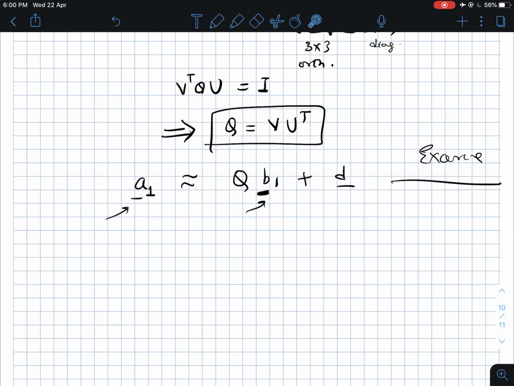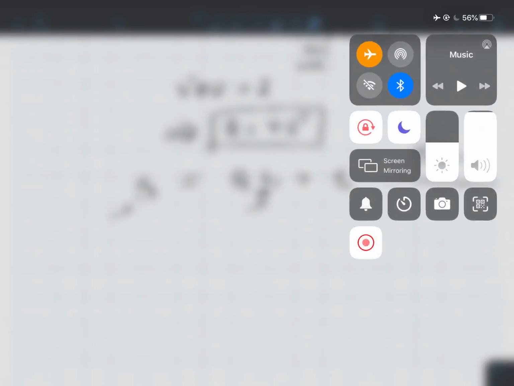So I think we will stop here. This has been a very long lecture. As I said, I apologize for that. We'll try to cut down at some other place. From the next lecture onwards, we'll begin the discussion on least squares.